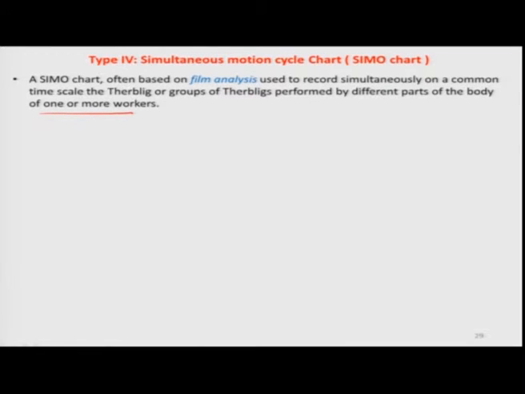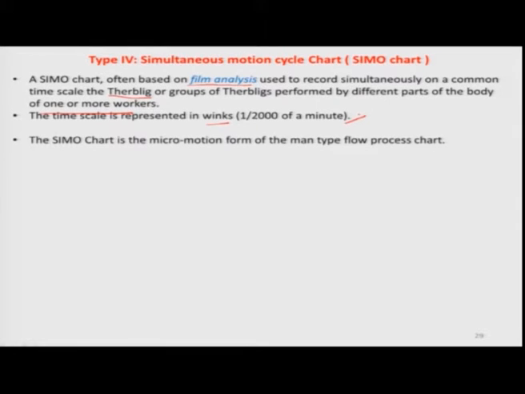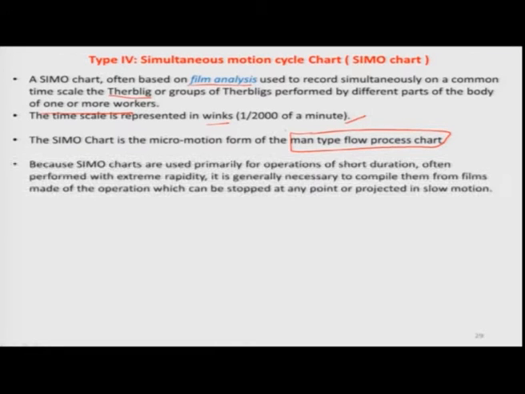Okay. Here is a kind of film analysis. First the film is recorded, and the whole job is broken into various parts, and each part is assigned an operation using a therblig, and we will explain in a table. The time scale is represented in winks, and a wink is 1/2,000 of a minute. Okay. That is the time scale generally used in a SIMO chart. And the SIMO chart is the micro motion form of the man-type flow process chart. We have already discussed the man-type flow process chart in a previous lecture module.